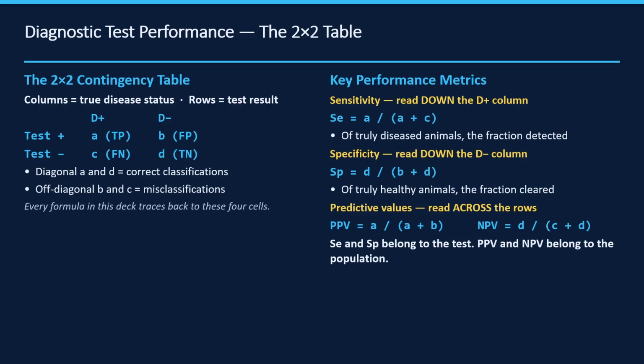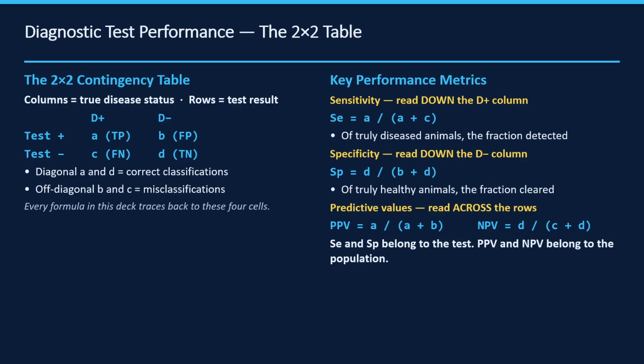Now the key insight, and this is a thing people mix up under exam pressure. Sensitivity and specificity read down the columns. Predictive values read across the rows. Sensitivity is A over A plus C. Among truly diseased animals, what fraction did we catch? Specificity is D over B plus D. Among truly healthy animals, what fraction did we correctly clear?